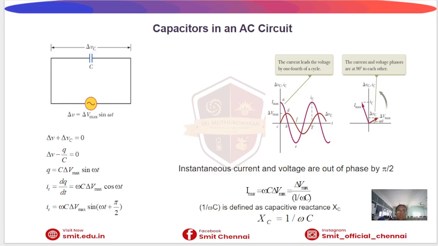Then capacitors in an AC circuit. In a capacitor, the current and voltage are also out of phase by 90 degrees. But in this case, the current leads the voltage by 90 degrees. The opposition offered by the capacitor to AC is called capacitive reactance, represented by XC equal to 1 divided by ωC.